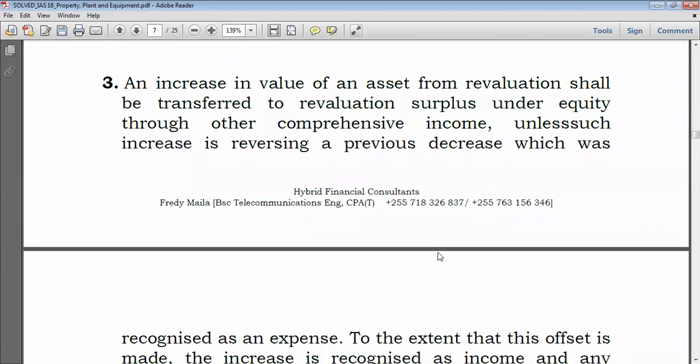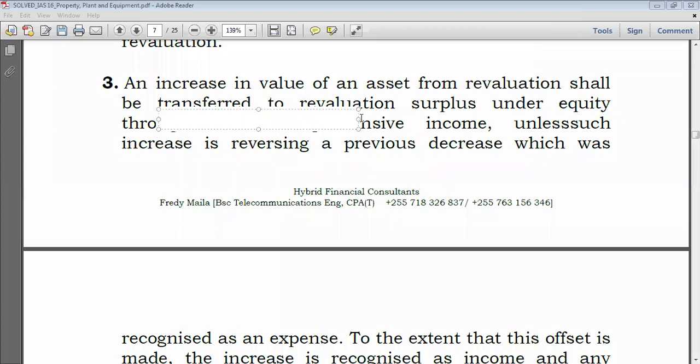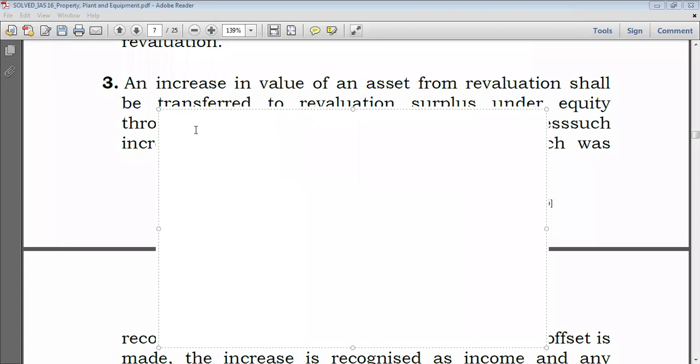This is a very important point. Let me be more practical. Before even going to point number 4, I'll explain it before even reading that point. So let us start with this point number 3. This is what I'm saying.